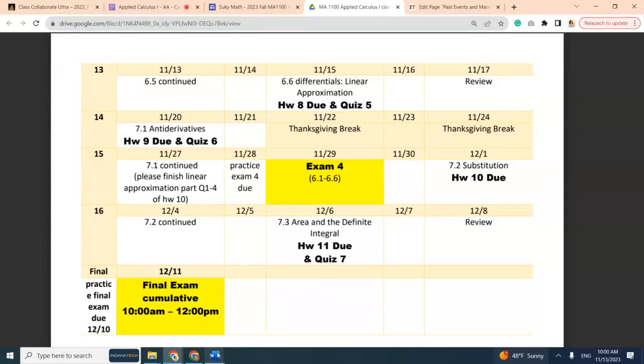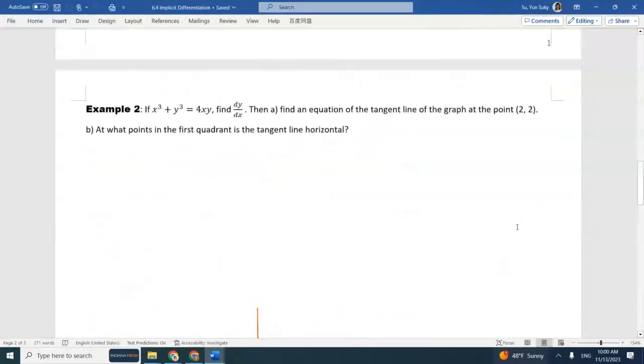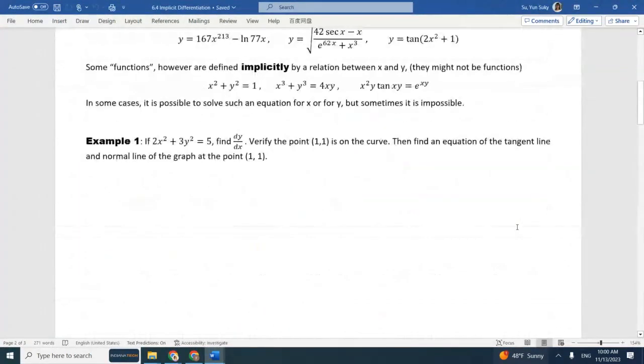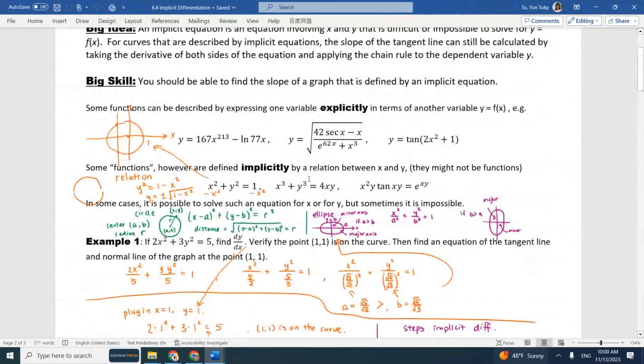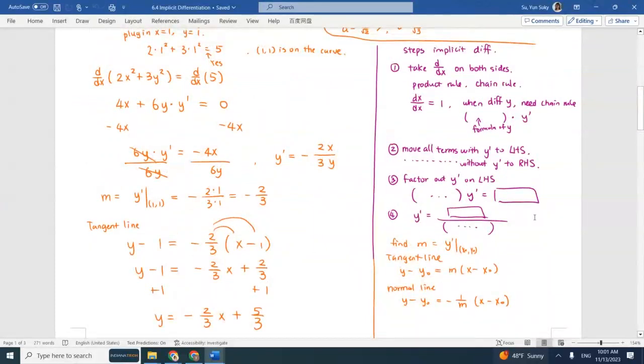Okay, so let's continue. 6.4. Last time we talked about implicit differentiation. So we use implicit differentiation if we cannot solve for y in terms of x. So this is not a function, it's a relation. Sometimes it's impossible to solve for y in terms of x. And do you remember the steps?